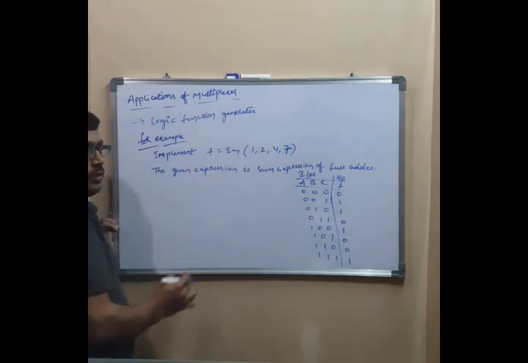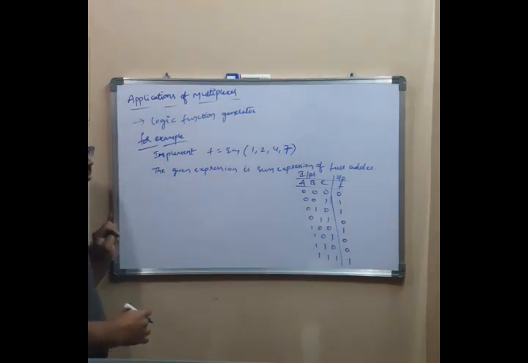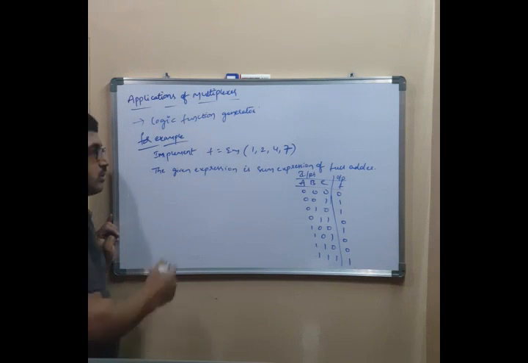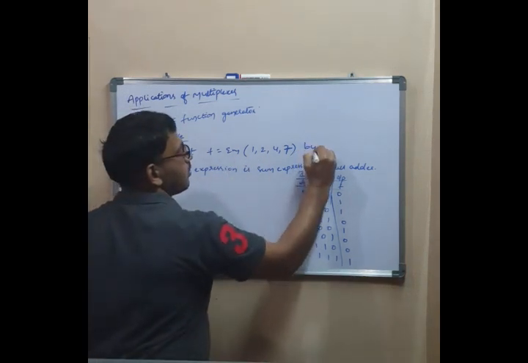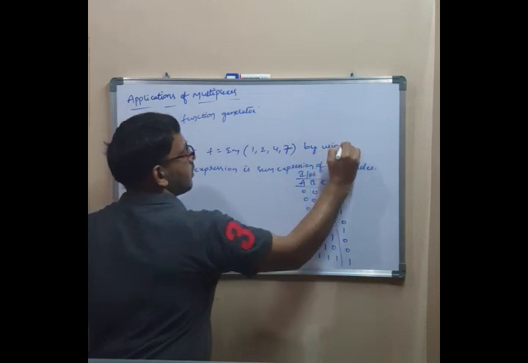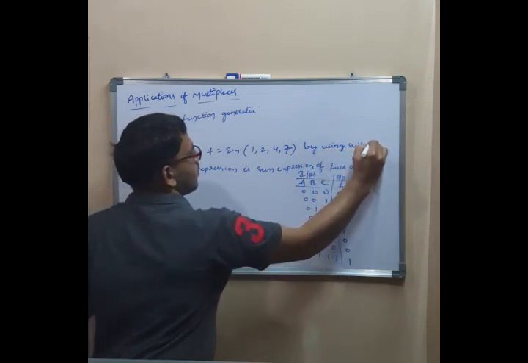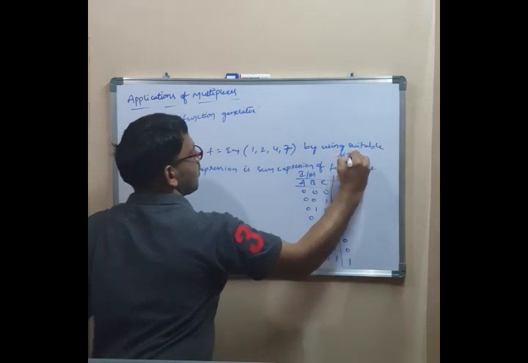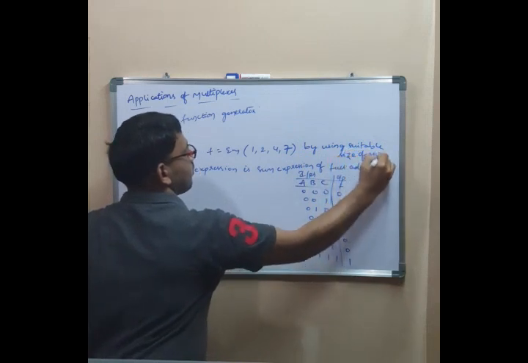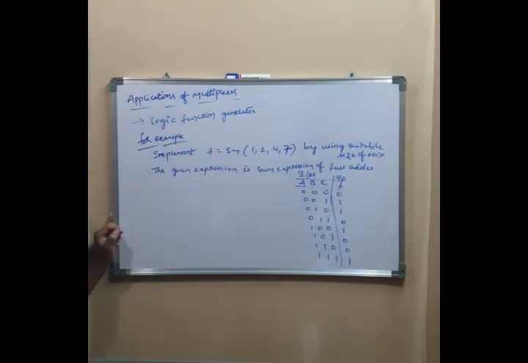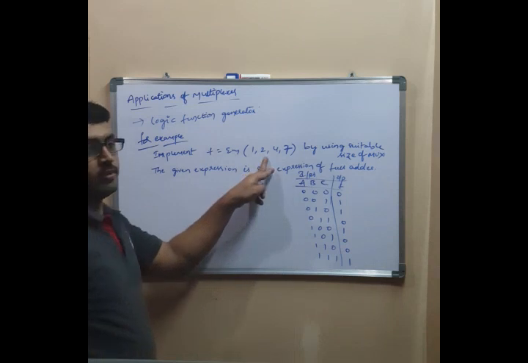We have to implement this Boolean function by using a suitable size of mux, right? In the question they have given: select a suitable size of multiplexer so that this expression can be implemented. So the selection of multiplexer is our wish. We have to choose a suitable size of multiplexer necessary to implement this expression.